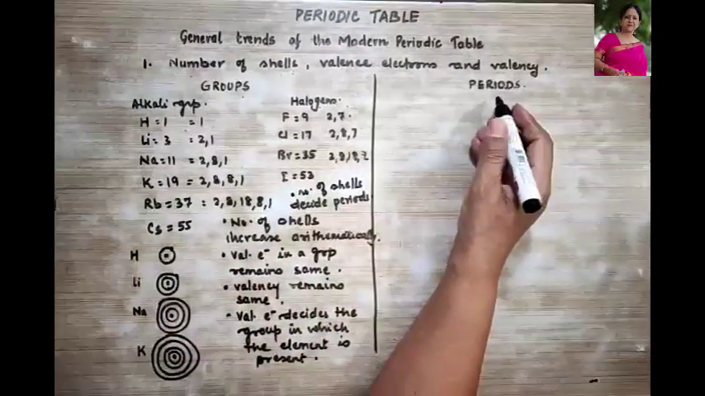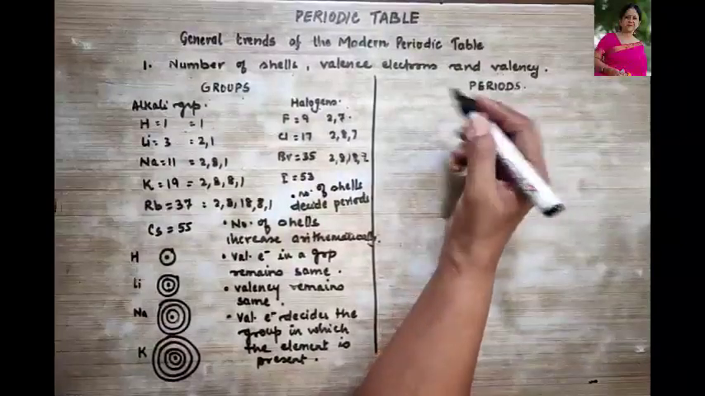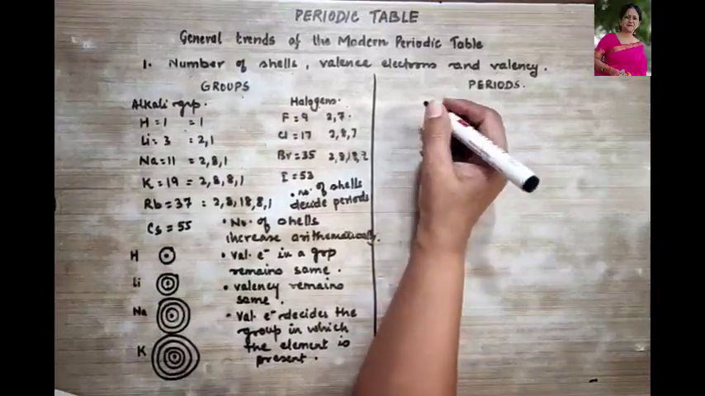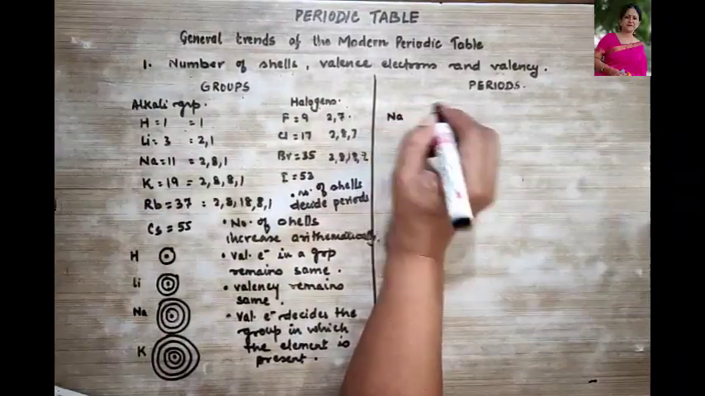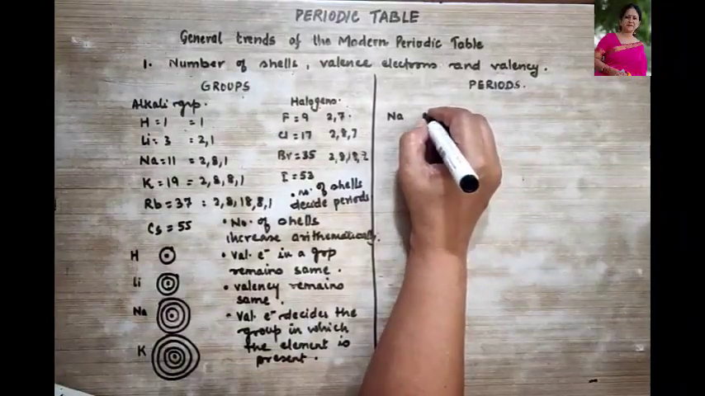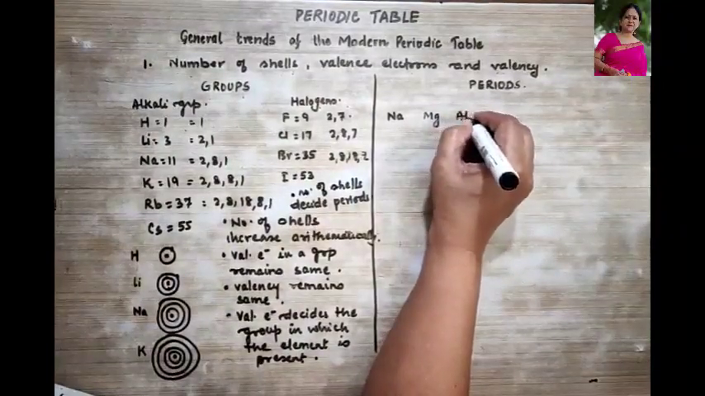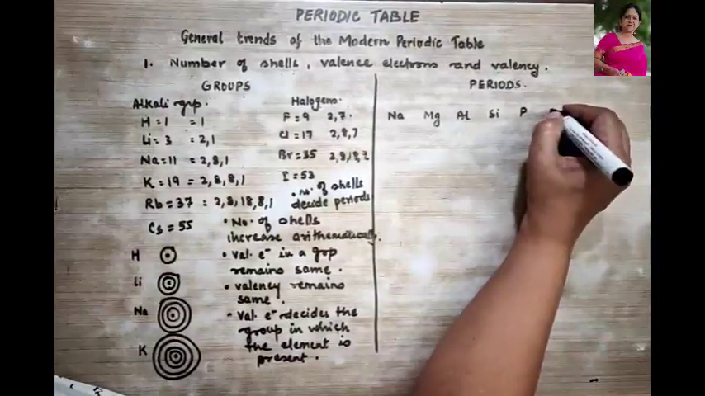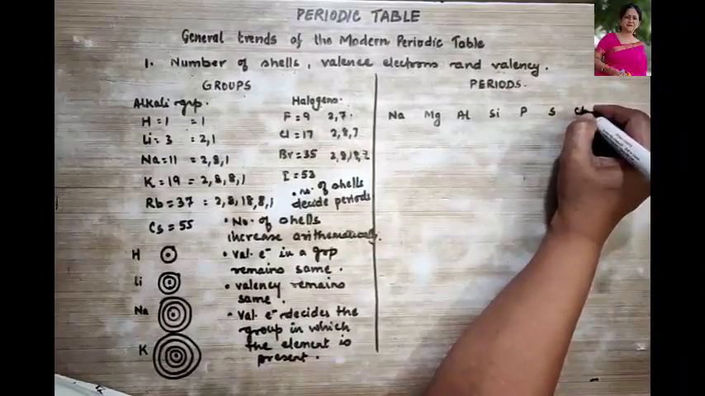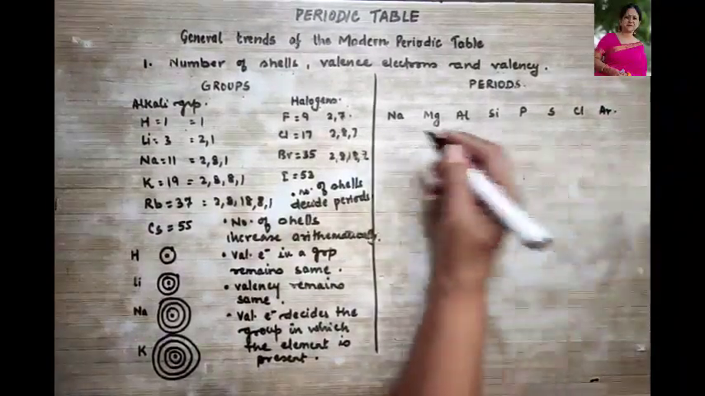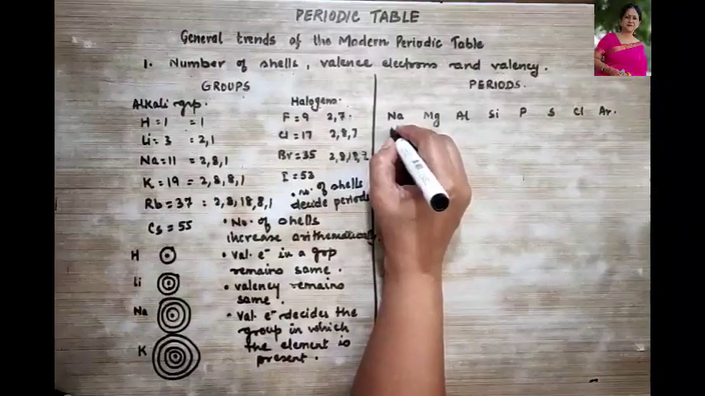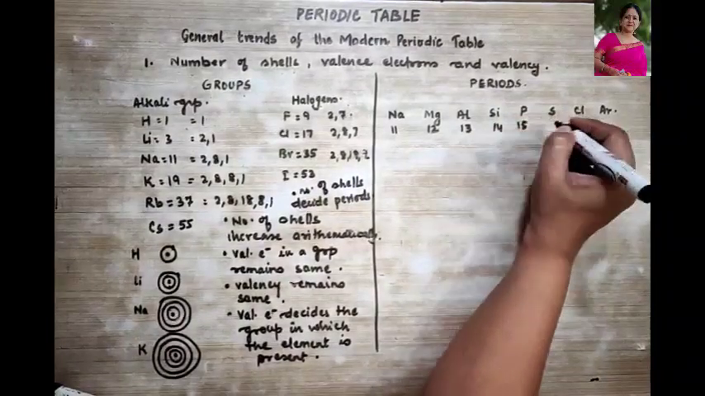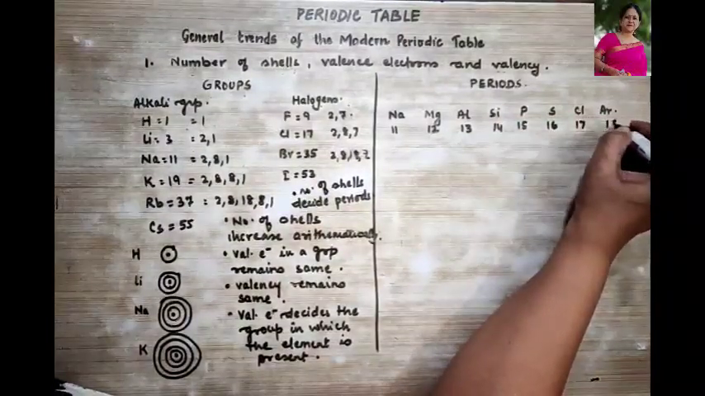Now we come to periods. Now let me give you one example over here and then I'll explain as I explained it over here. So let me take the third period and explain you. So third period elements are sodium, magnesium, then aluminium, silicon, phosphorus, sulfur, chlorine and argon. Now let me write down their atomic numbers. This is 11, 12, 13, 14, 15, 16, 17 and 18.